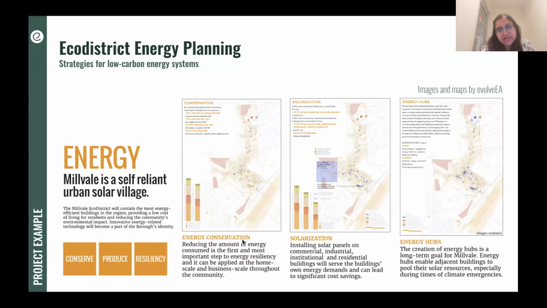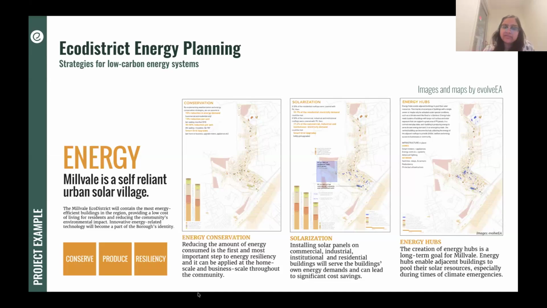So eco-districts are communities that have committed to achieving ambitious environmental sustainability as well as performance goals. They're often pursued through physical systems of places or social and cultural resiliency as well. One of the strategies was to make Millvale a self-reliant urban solar village. And as we know, energy resiliency relies on two main strategies: energy conservation and energy production at the same time.